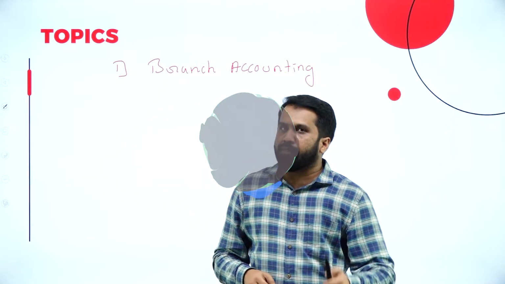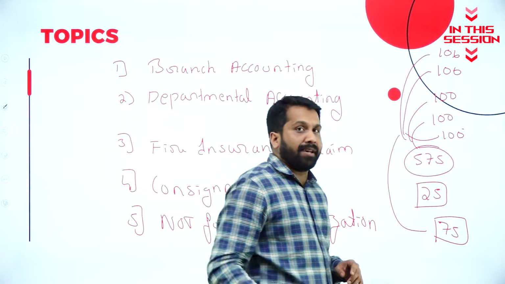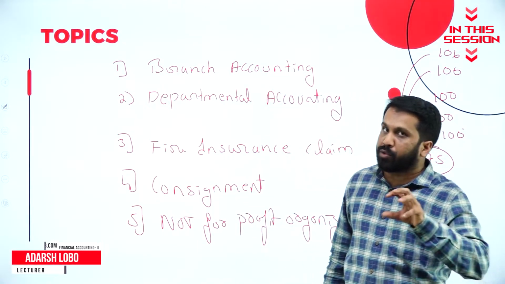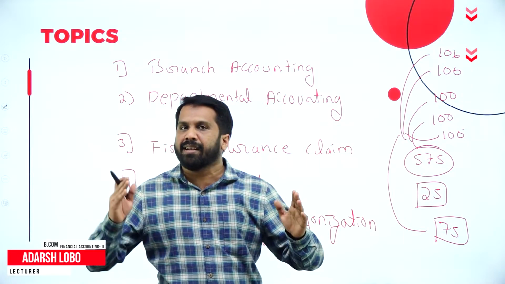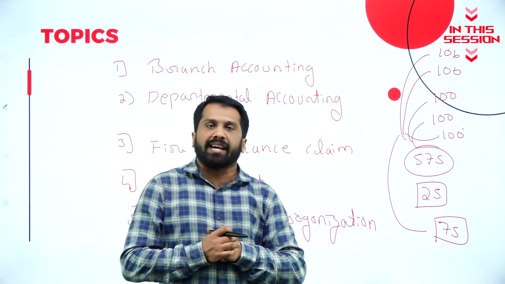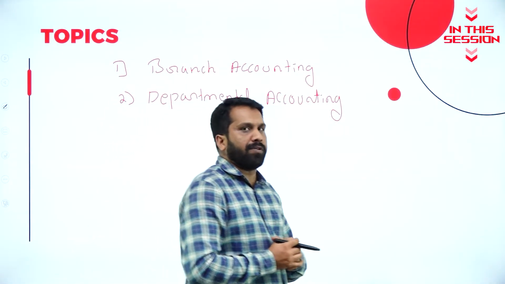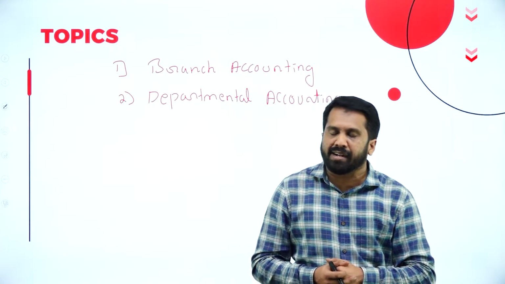There are two types of branches. We call it as dependent branch, independent branch. Consignment means what? It is an agreement between two or more person. One will be owner, one will be agent. Consignor and agent. These two persons agreement we call it as consignment. Individual, department wise we do the accounting. That we call it as departmental accounting.